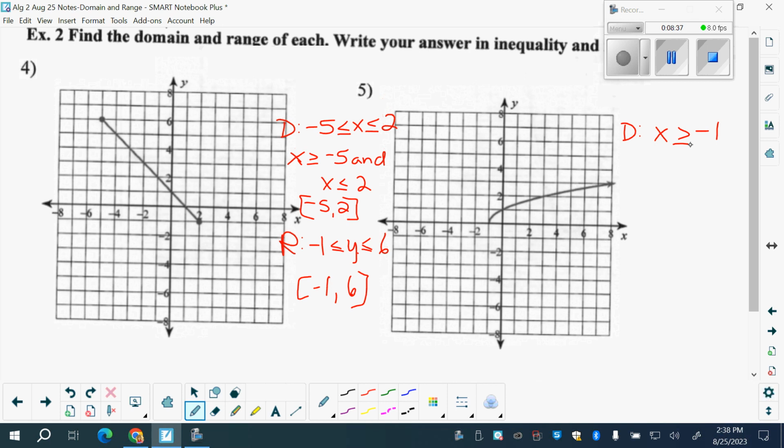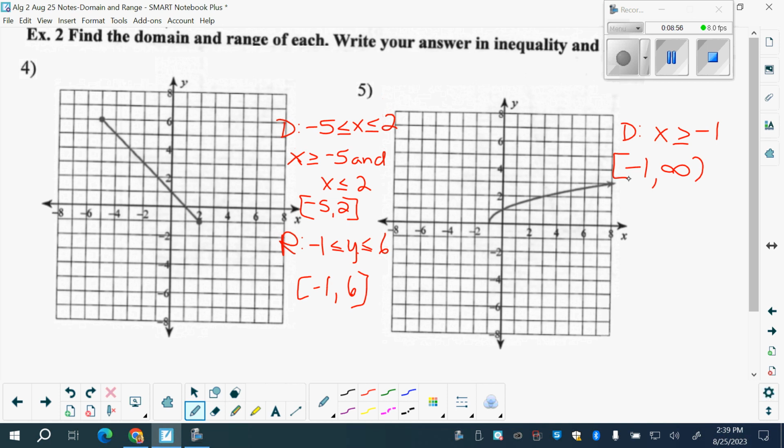So, interval notation a little bit harder on this one. What would the interval notation be? Yeah, -1, comma, infinity. And then bracket on the -1. Does that make sense?